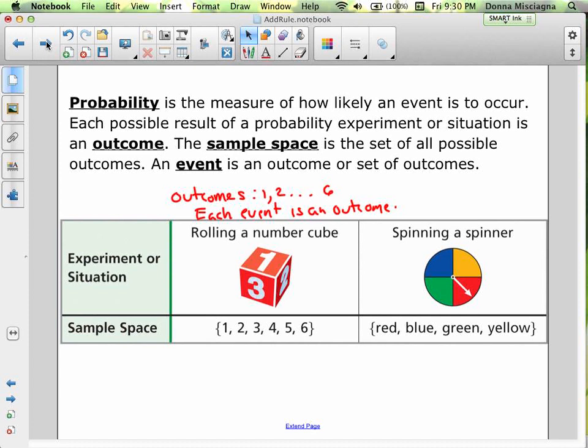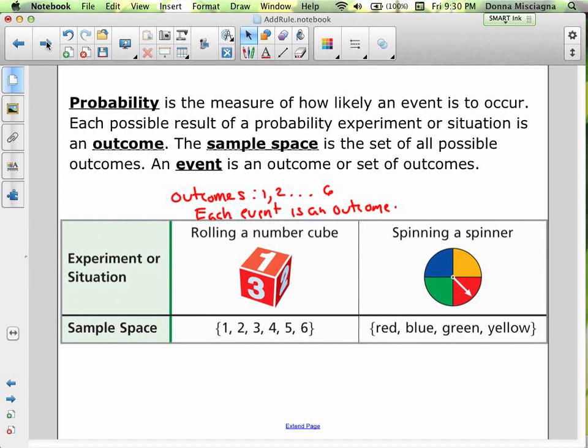So an event is just an outcome, something that could occur when we do something. When we roll a dice, an event that could occur is that we roll a 1. Another one is a roll of 2, or we roll a 3, etc. The sample space is a set of all outcomes. So this 1, 2, 3, 4, 5, 6, that's our sample space because that includes all of our outcomes.